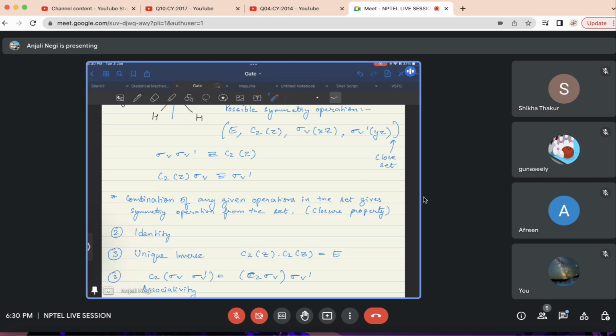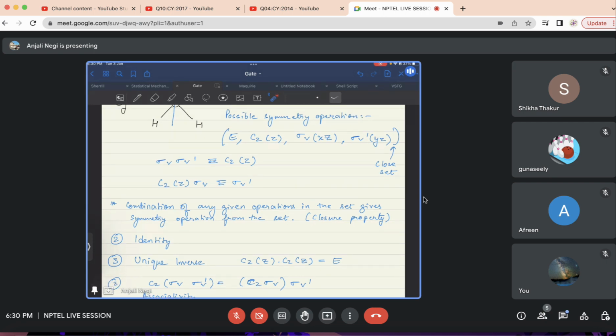The second property that we look into is the identity property in a point group. For example, okay, just forget about the name point group. If I am just saying identity, it means that in the set that we have just written, there should be one identity operation.